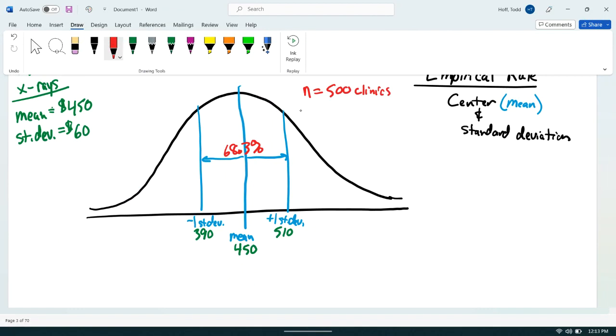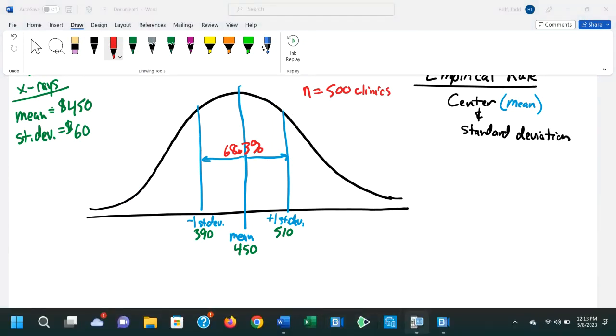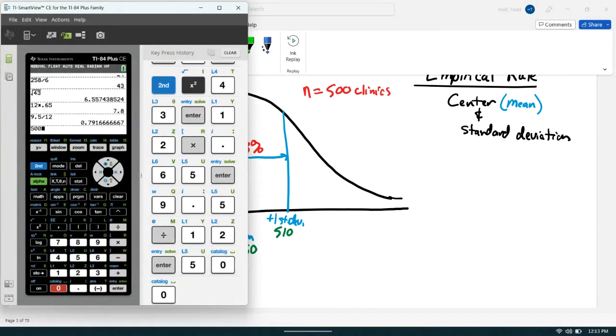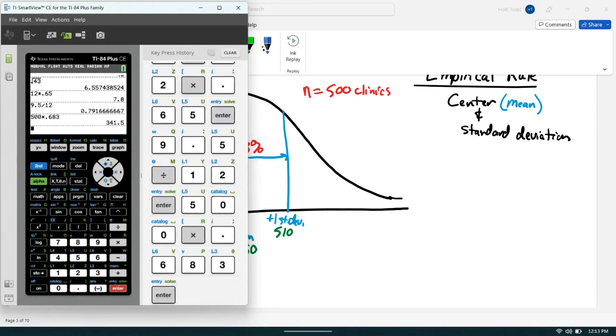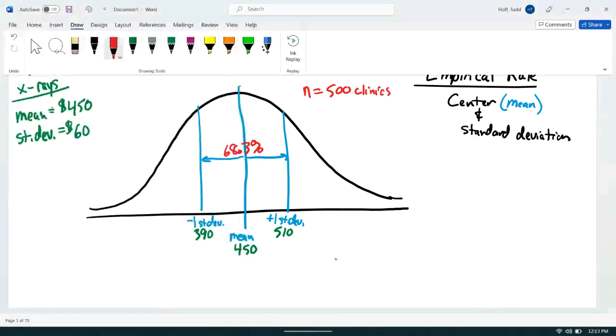500 times 68.3%, the calculator for speed, is 341.5. We're going to expect 341 or 342 of those clinics to have x-rays that cost between 390 and 510.